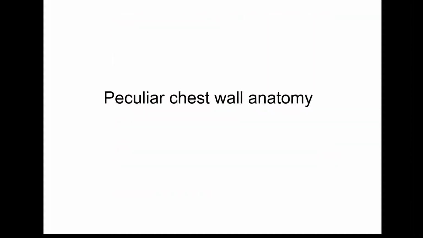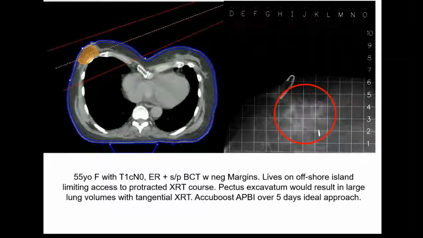Sometimes we run into peculiar chest wall anatomy. Next slide. This is a patient with a pectus excavatum. This was not a boost case. This was actually a monotherapy with APBI in this case. You can see if we were to try to approach this with conventional tangential external beam irradiation, the lung volume here would really be quite significant. Next, for a very deep tumor bed and a large breast.